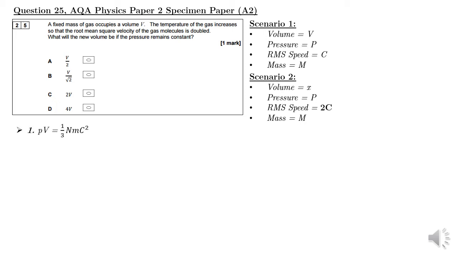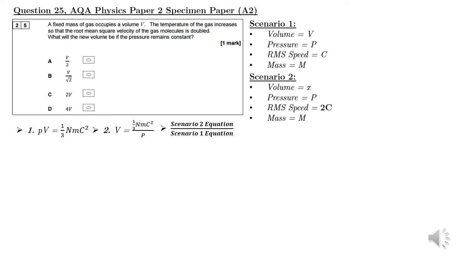So we start by stating the equation, which, if I quickly go into this first page, is the kinetic theory model, as I can read from the formula page. So that's PV equals a third N m c squared. So we rearrange for volume. So that's going to be volume equals a third N m c squared over p.